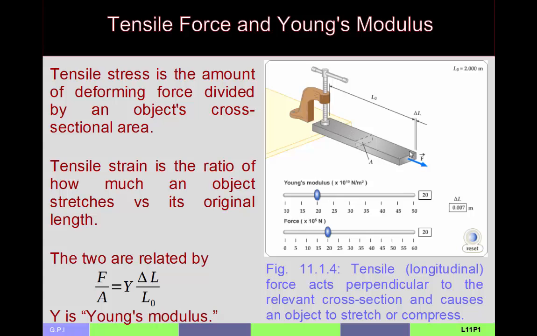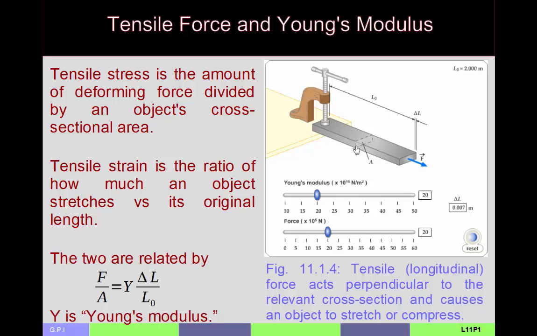So this diagram is basically showing that. If you were to take a bar, for example, you clamp one end down to your tabletop, and then you grab the other end and start pulling on it, what ends up happening is that you've applied some total force to it. And that total force basically is perpendicular to one end of the bar.